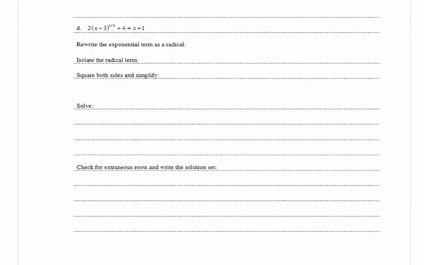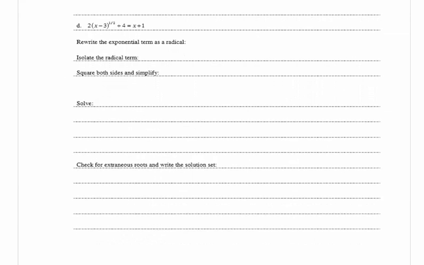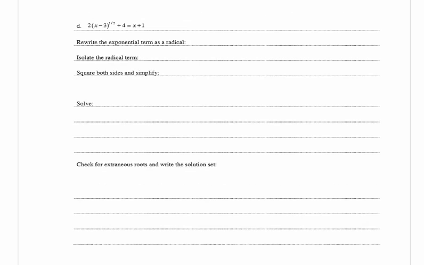In D, we have 2 times (x minus 3) to the 1/2 plus 4 is equal to x plus 1. It wants us to rewrite the exponential term as a radical. So we have 2 times the square root of x minus 3 plus 4 is equal to x plus 1. And now we're going to subtract 4 from both sides. So we have 2 times the square root of x minus 3 is equal to x minus 3.